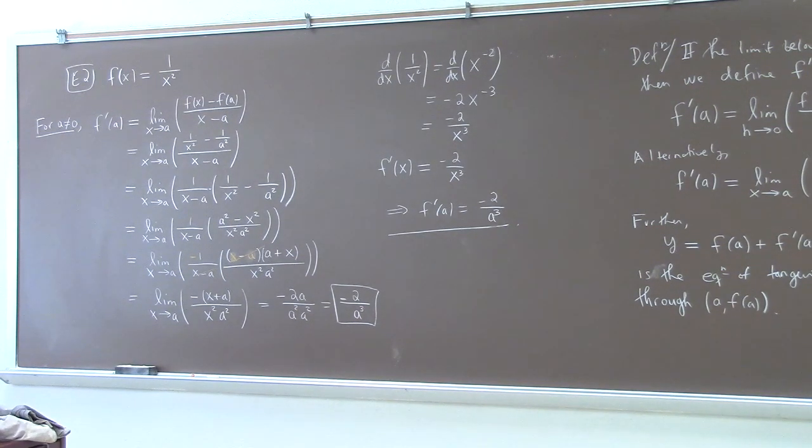So what if we wanted to find the equation of the tangent line to y equals 1 over x squared at 2?